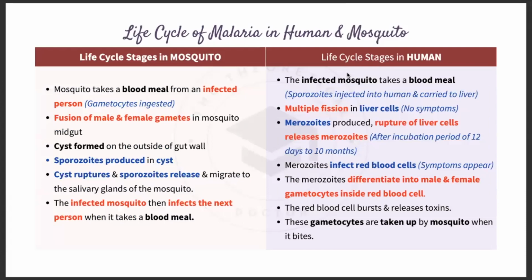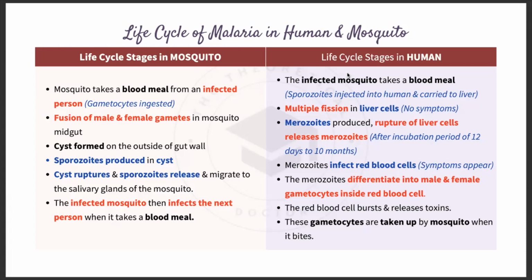So the life cycle of malaria in humans and mosquito. Let me begin with the life cycle stages in the mosquito, then I'll proceed with the human. So first, the mosquito is innocent. It's not infected, that's what I mean. What happens is when the mosquito takes a blood meal from an infected person, the gametocytes are ingested. When the gametocytes are ingested into the mosquito, there is fusion of the male and female gametes. This fusion will occur only in the mosquito, not in the human.